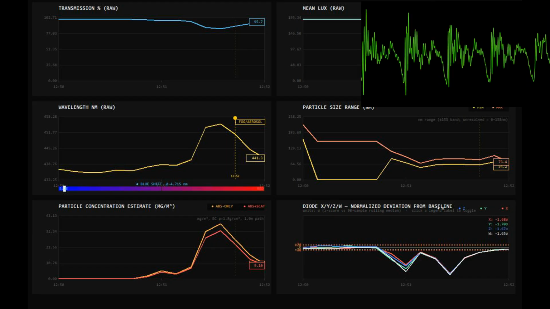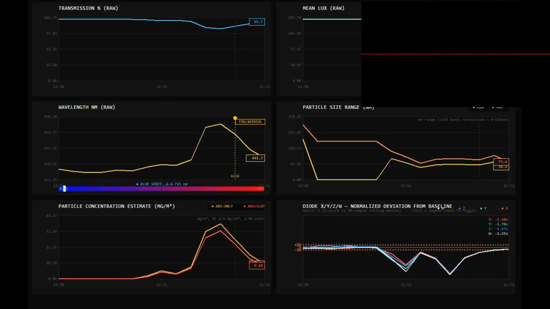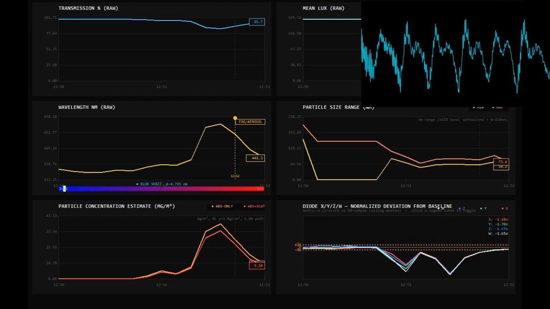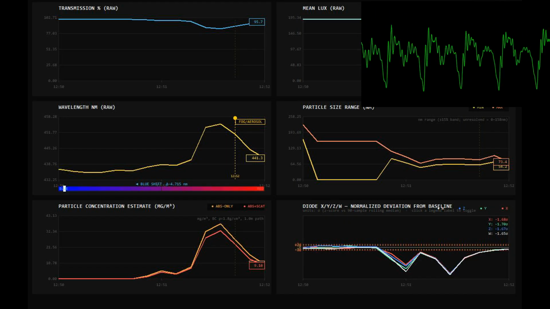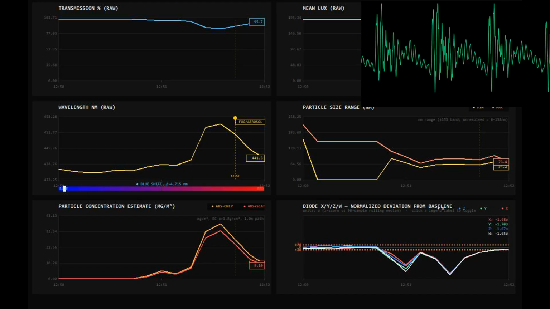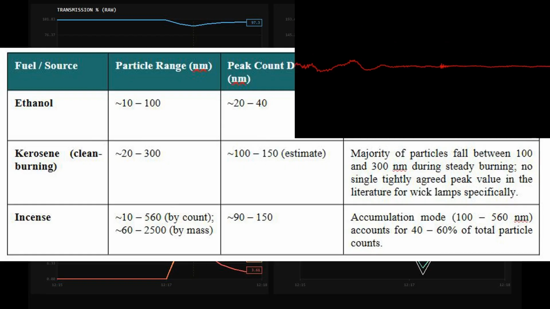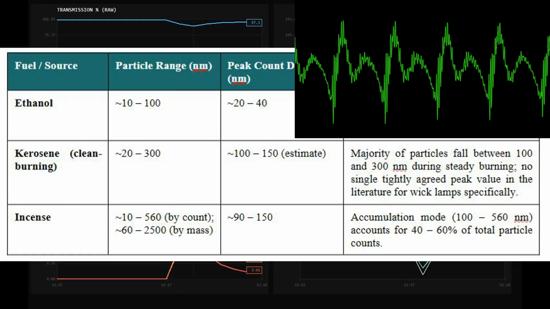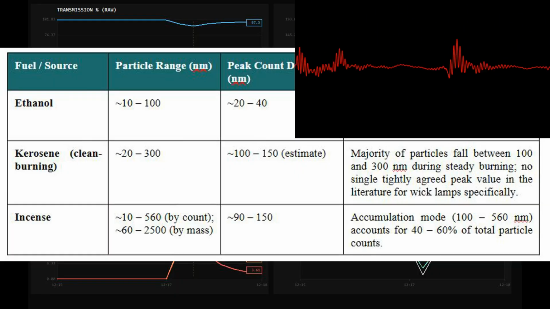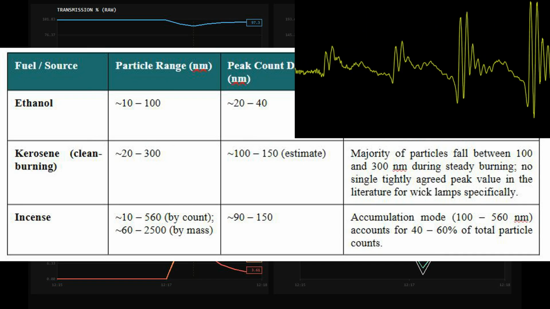And then we have the diodes also deflecting, each in different amounts. So this is all good information for a very clean burning fuel. It is putting out a lot of measurable material, primarily incense, which has a peak count diameter of between 90 and 150 nanometers. Now, these are very small particles.